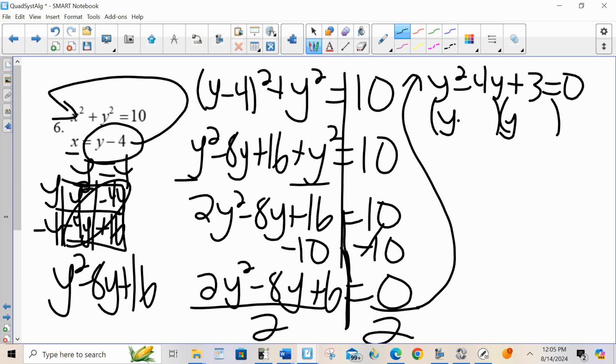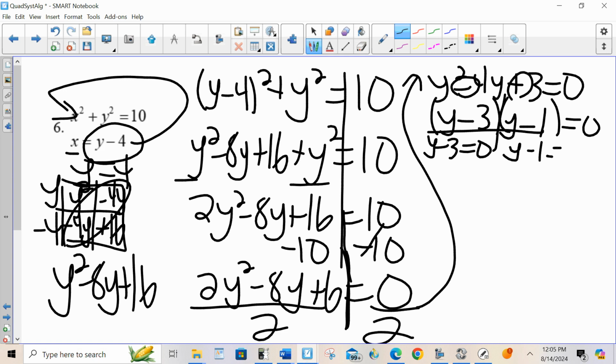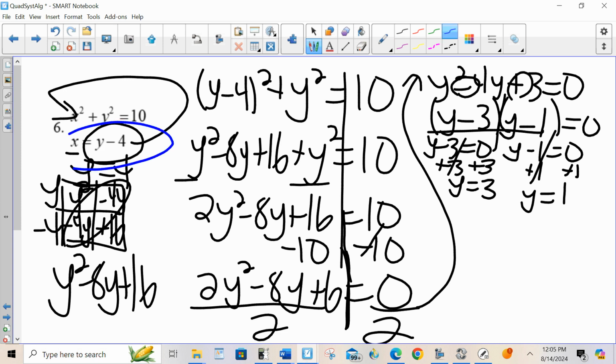y and y, first sign comes down, negative and a positive is a negative. Multiply to 3, 3 and 1. Set each factor equal to 0. y minus 3 equals 0. y minus 1 equals 0. y is 3, y is 1.